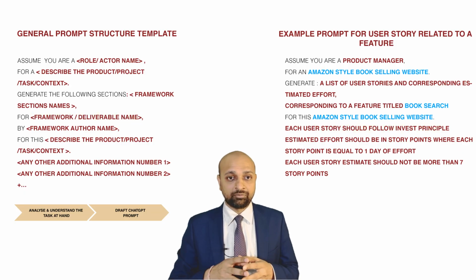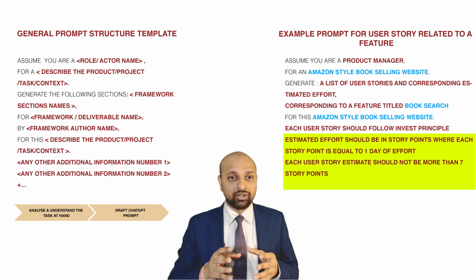We are skipping the step of writing the name of our framework author. This step has already been completed, where we've provided context to the product or project. Next, we introduce some additional parameters, quality parameters or extra information. For example, we want each user story to follow the INVEST principle so that each story is testable and independent. We also want the estimates generated by ChatGPT to be in story points, where each story point is equivalent to 1 day. This enforces Agile quality standards in the prompt output.